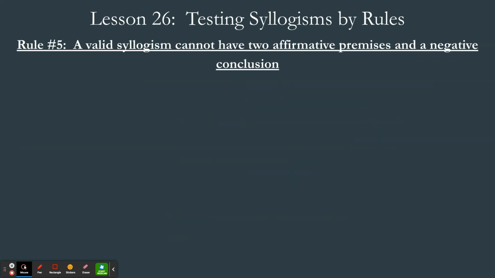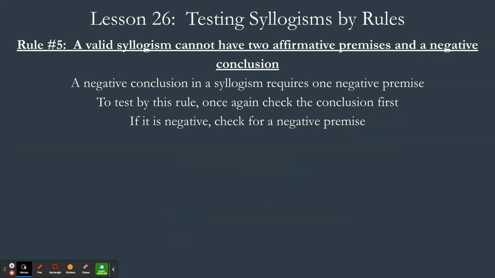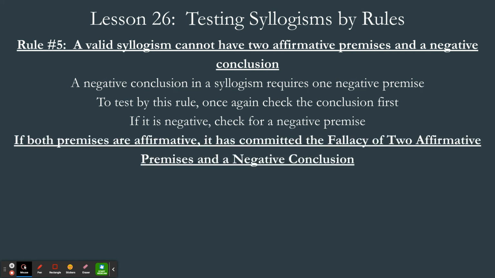All right, rule number 5. A valid syllogism cannot have 2 affirmative premises and a negative conclusion. So a negative conclusion in the syllogism requires at least 1 negative premise. So to test by this rule, once again, check the conclusion first. If it's negative, check for a negative premise. If both premises are affirmative, it's committed the fallacy of two affirmative premises and a negative conclusion.